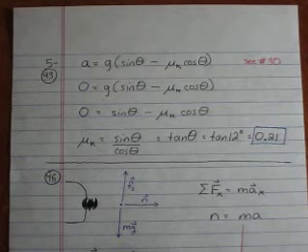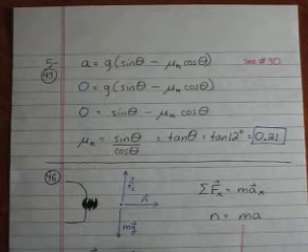Acceleration equals 0. So when we solve for mu sub k, we get sine theta over cosine theta, or tan theta. So the tan of 12 degrees, and we get 0.21.